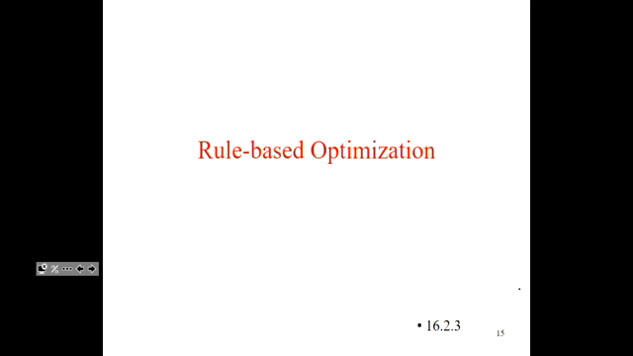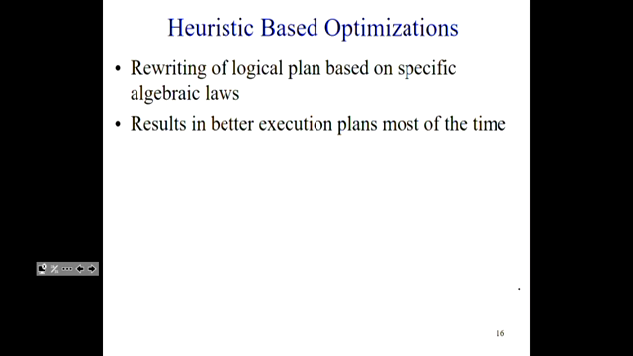Right. So let's move on to rule-based optimization. Rule-based optimization is basically trying to rewrite the logical plan based on specific algebraic laws, and these laws result in better execution plans most of the time. Okay, not always, but most of the time.